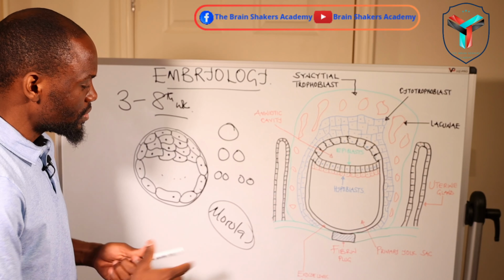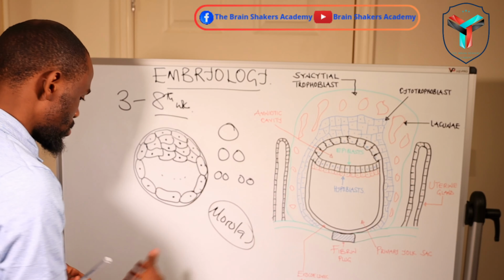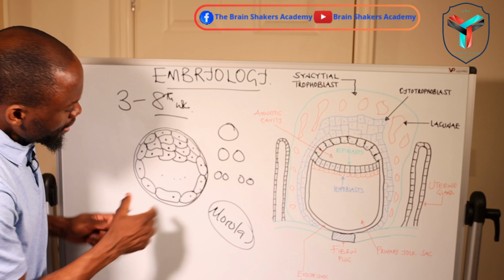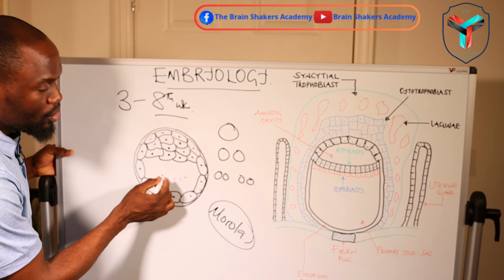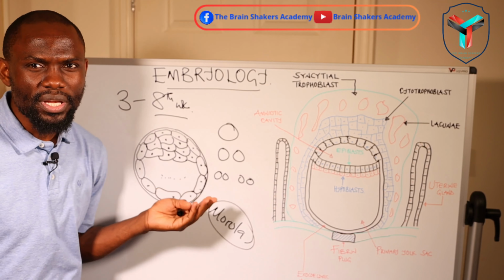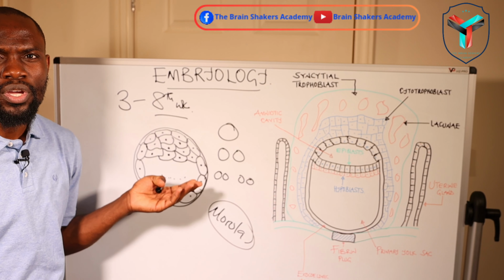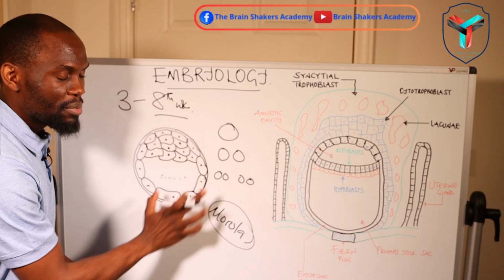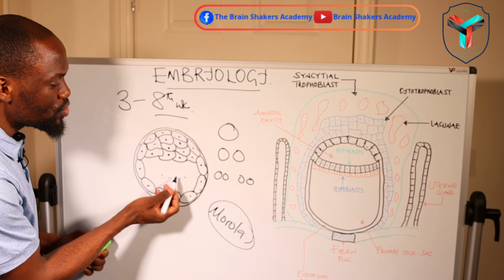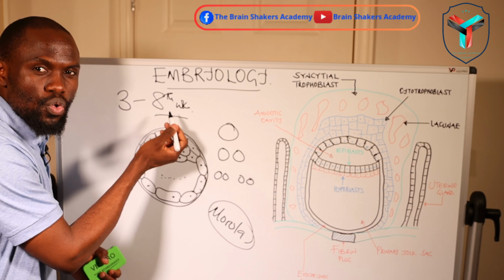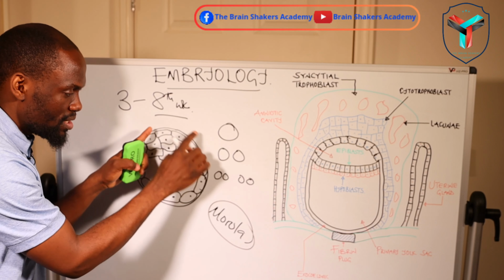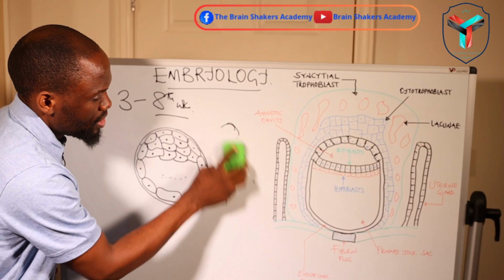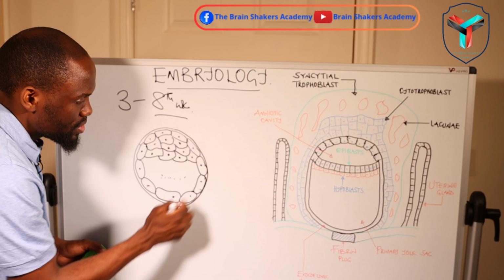So the process then continues. As the process goes on, there will be the appearance of a fluid-filled space. This fluid-filled space is what makes it become a blastocyst. Why? Because it is going to push some of the cells to one pole, and the rest of the cells remain on the edges closer to the zona pellucida. So you still have the zona pellucida around here.